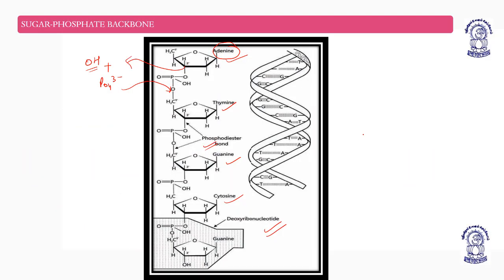This is the sugar phosphate backbone, or the formation of polynucleotide. You can see the end which is free. The fifth end is free. This is the 5' end, because the third end is involved in making the ester linkage with the second nucleotide. So the OH of the third carbon and the phosphate group of the fifth carbon combine to form the phosphodiester linkage.